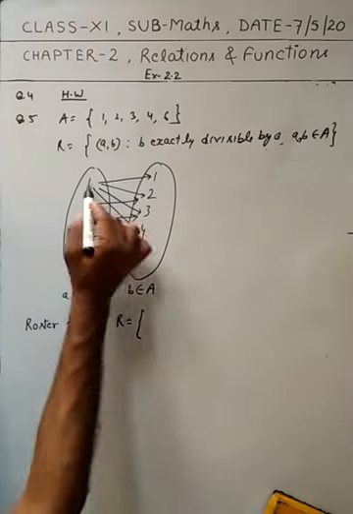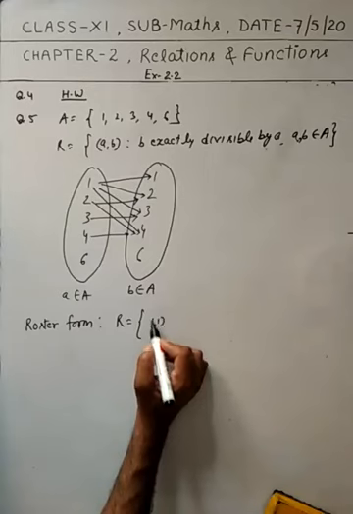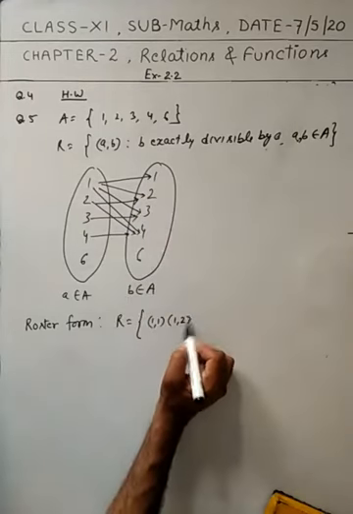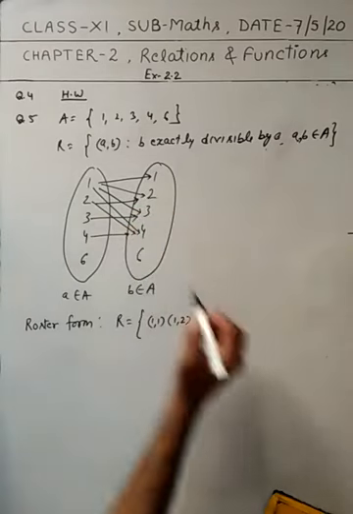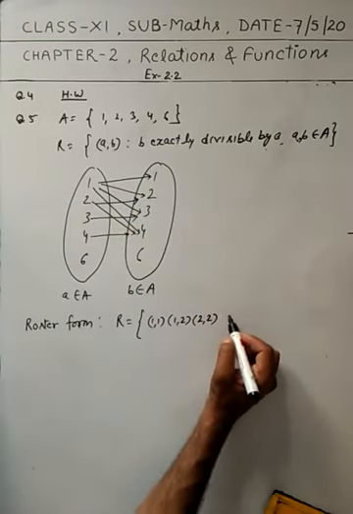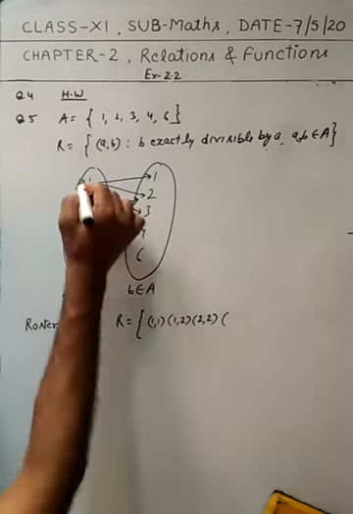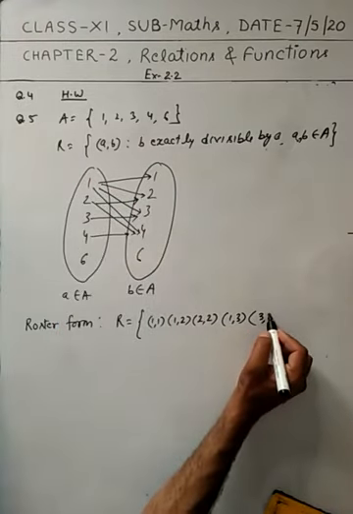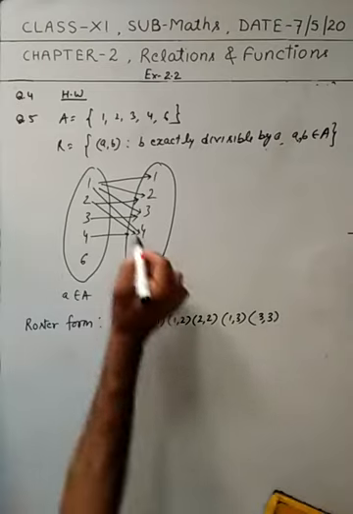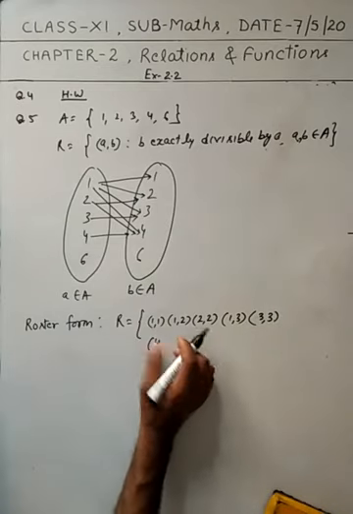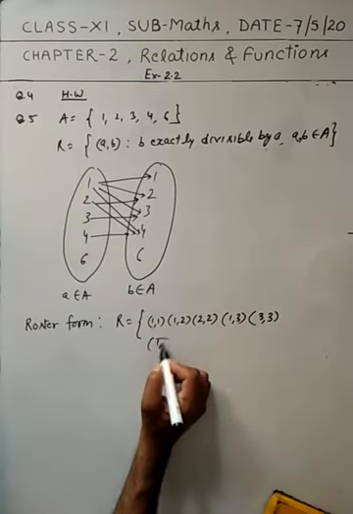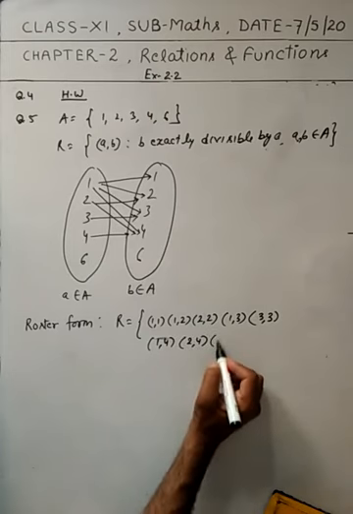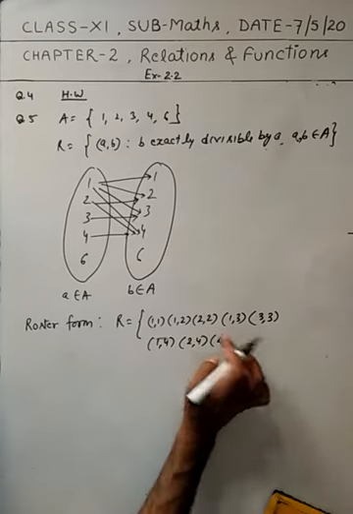So 1 is divisible by 1, so (1,1). 2 is divisible by 1, 2 is also divisible by 2. 3 is divisible by 1, 3 is divisible by 3. 4 is divisible by 1, 4 is divisible by 2, and 4 is divisible by 4.